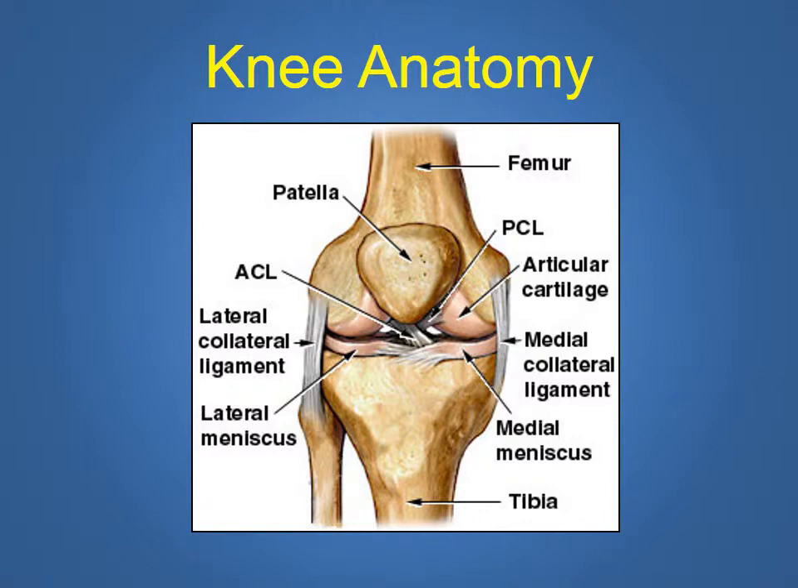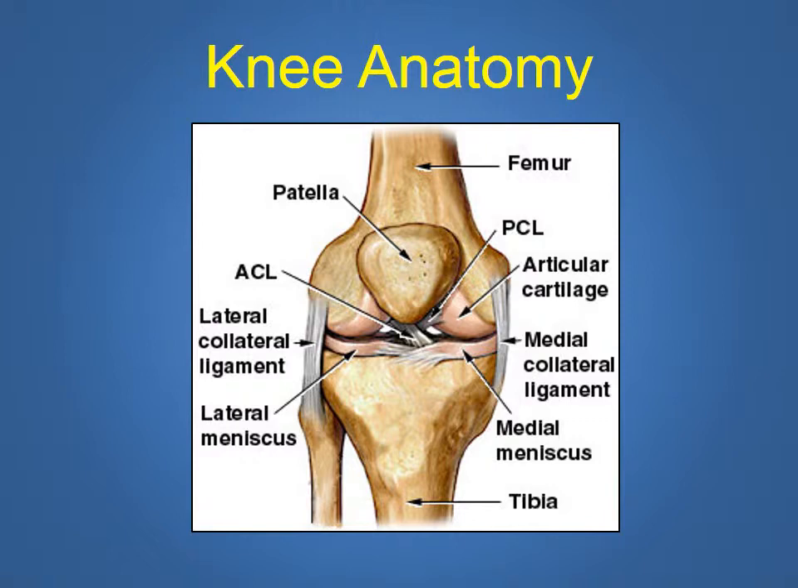In addition, there are four main ligaments of the knee joint. The medial collateral ligament connects the thigh bone to the shin bone on the inside part of the knee. The lateral collateral ligament connects the thigh bone to the fibula on the outside part of the knee. The ACL and PCL crisscross in the center of the knee.